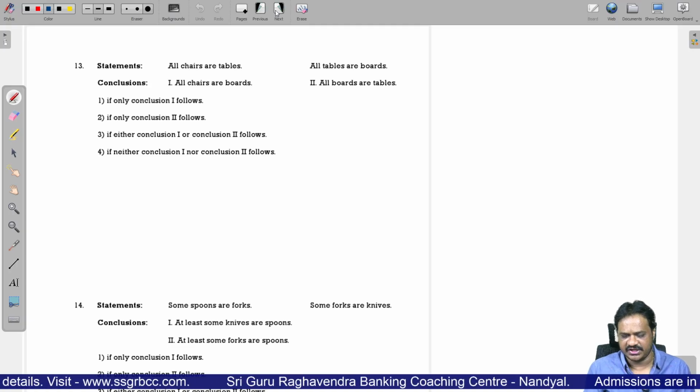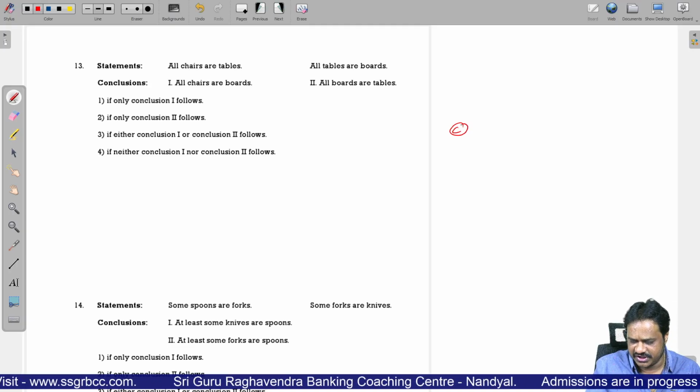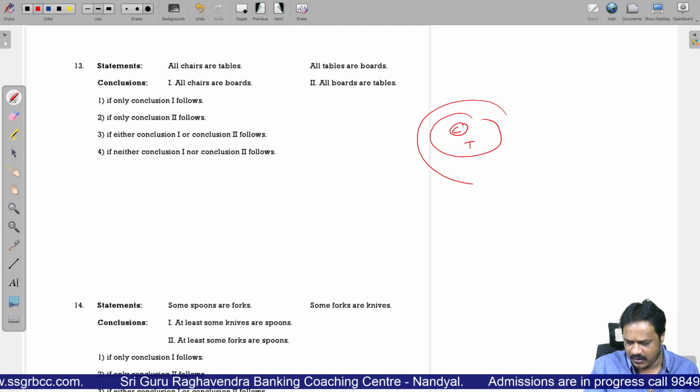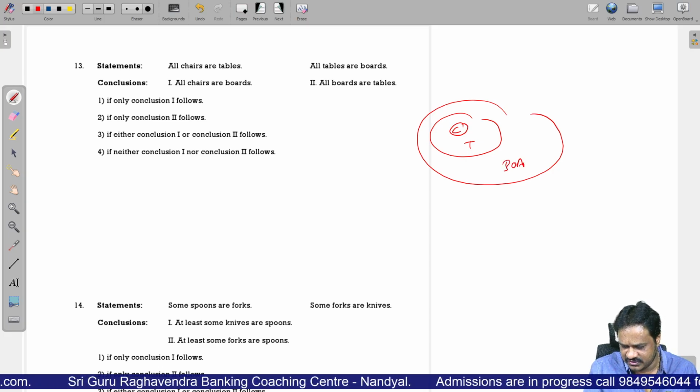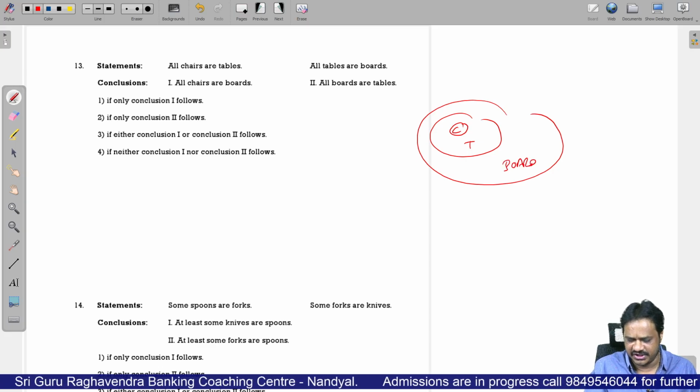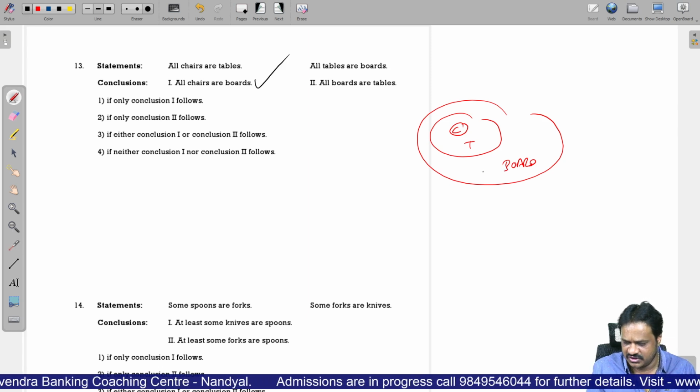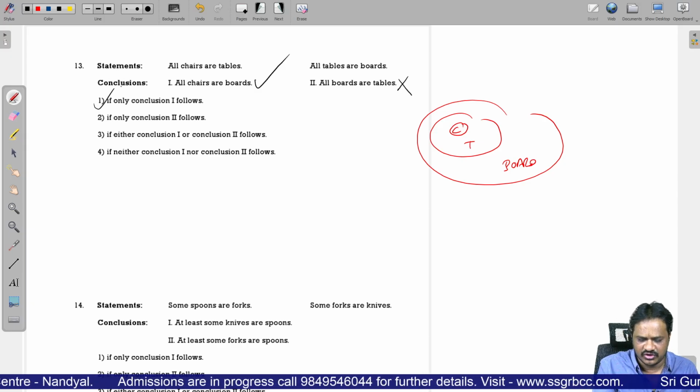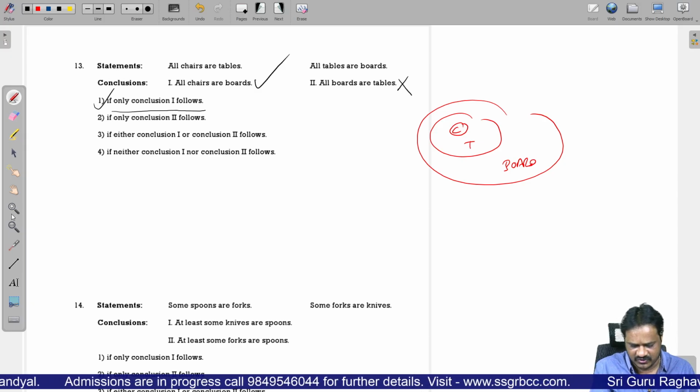Let us see the 13th question. All chairs are tables. All tables are boards. First one, all chairs are boards. All chairs are boards definitely follows. All boards are tables does not follow. Some boards are tables does follow. Second one does not follow. Only first one definitely follows.